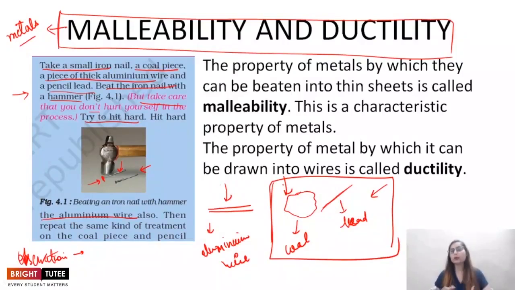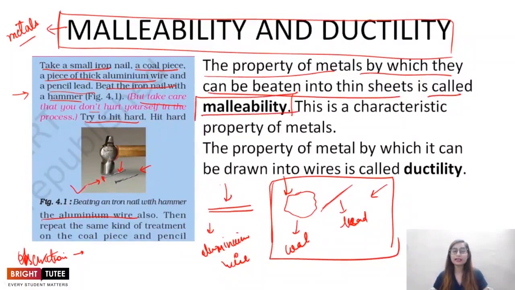So this is what the property is about. The property of metals by which they can be beaten into thin sheets is called malleability. The property due to which this iron nail was getting converted into a sheet, getting flattened, is because of this property, which is malleability. Alright. This is a characteristic property of metals. Remember that this is the property of metals.